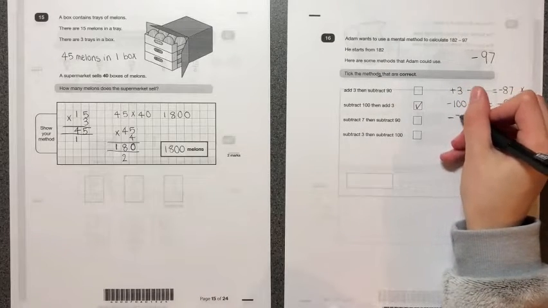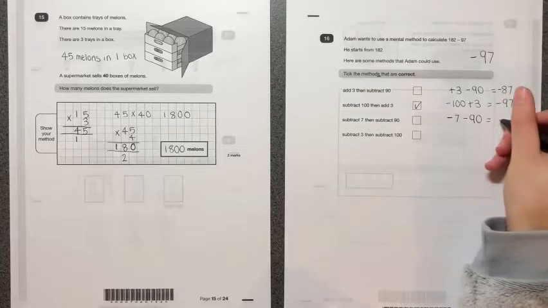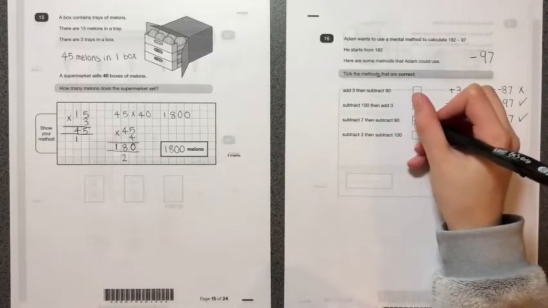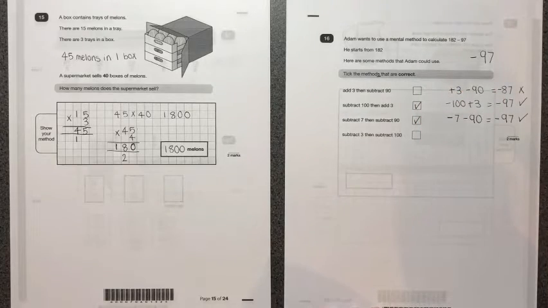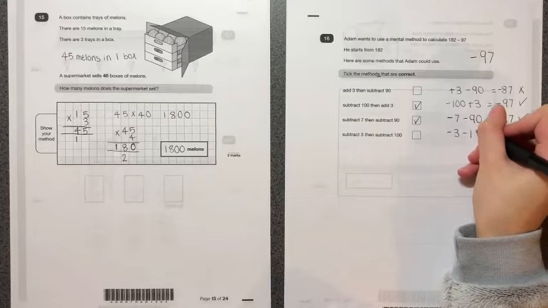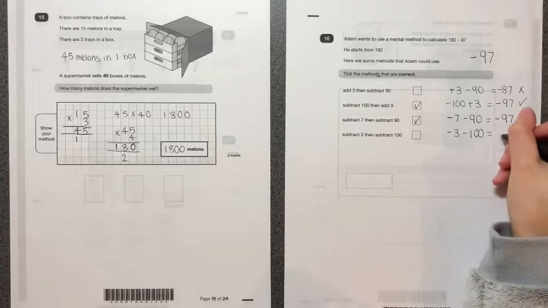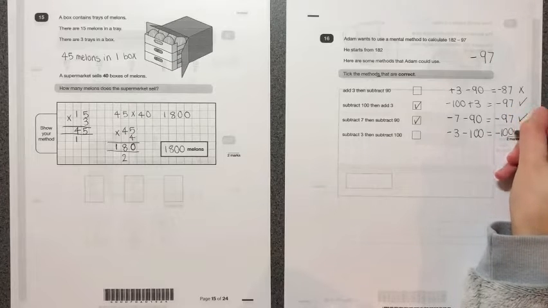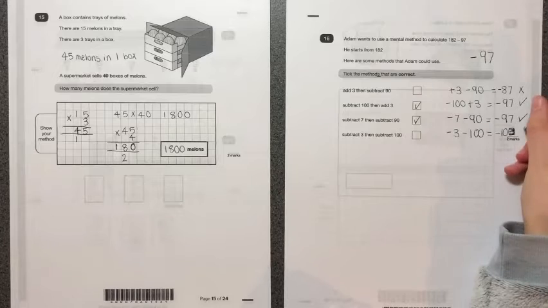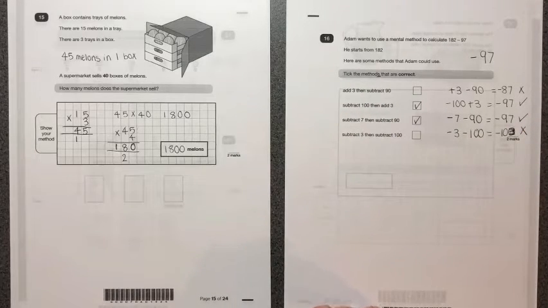Subtract 7, then subtract 90. That gives us minus 97. That's also correct. We can tick this box here. Subtract 3, then subtract 100. That gives us minus 103. And that's obviously not right. These are the 2 boxes and methods that we would tick.